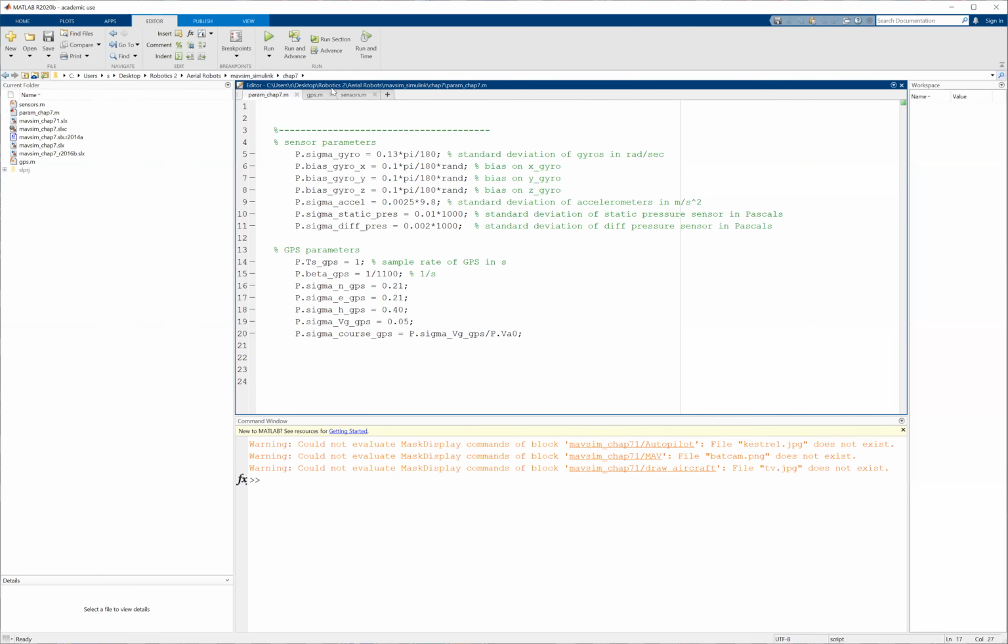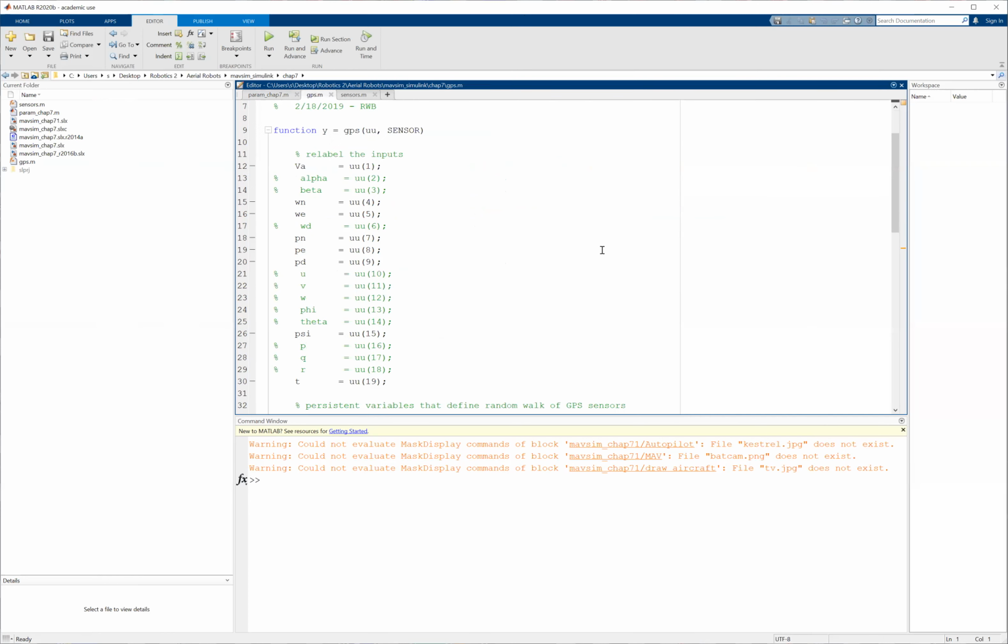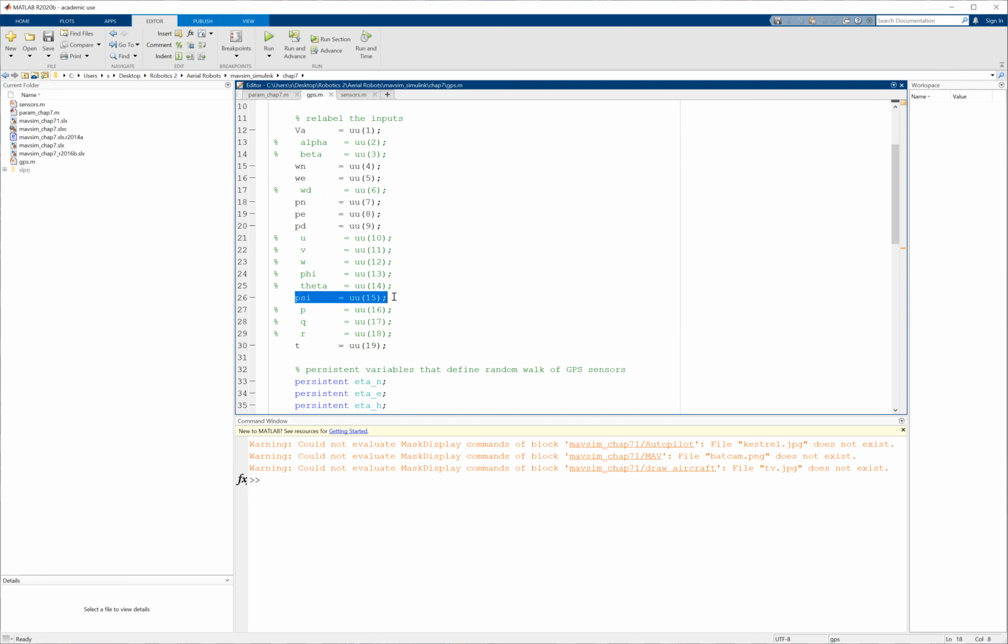Okay, the next part is GPS.m. I want you to look at typically what would be the inputs that you will provide to the GPS function so that you will get an output from the GPS. To begin with, and you can write this code differently, you need to supply the value of VA, you need to supply the value of omega n, you need to supply the values of WN, WE. Then you have to supply the values of positions PN, PD, and PE. And then you have to specify the yaw angle, psi. And then finally, you need T. So these are the inputs to your GPS function.